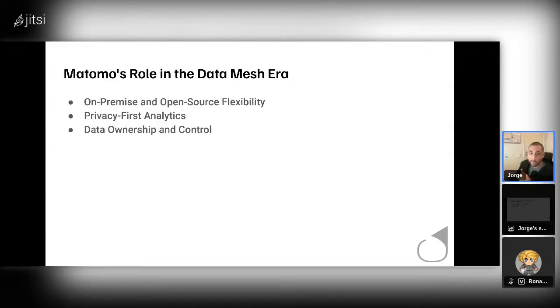One of the main goals of data mesh is to give teams full ownership of their data, and Matomo supports this by design. With Matomo, data is never sent to an external server or a third-party provider. It remains entirely under the control of the organization. Each team has full authority over how data is collected, stored, and used, ensuring it aligns with their specific needs and goals. This data autonomy is essential for organizations implementing a data mesh, as it empowers teams to manage and analyze their data independently while ensuring it's secure and compliant.